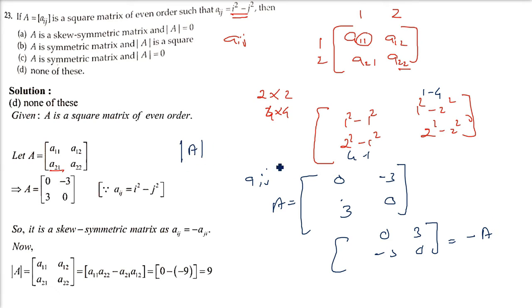But when we take the determinant, what is it? 0 into 0 minus of 9, that is 0 plus 9, 9 is the determinant. So none of the options has determinant equals 9. Okay, so this is incorrect. Symmetric is incorrect. Skew symmetric is correct, but the determinant is 9. So none of these is the answer here.